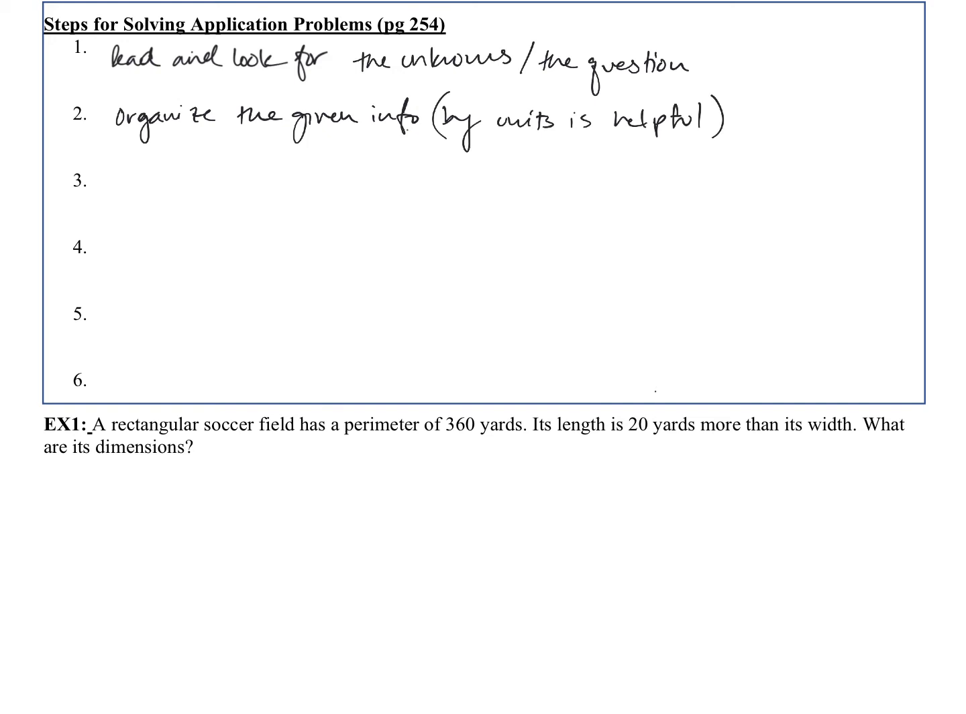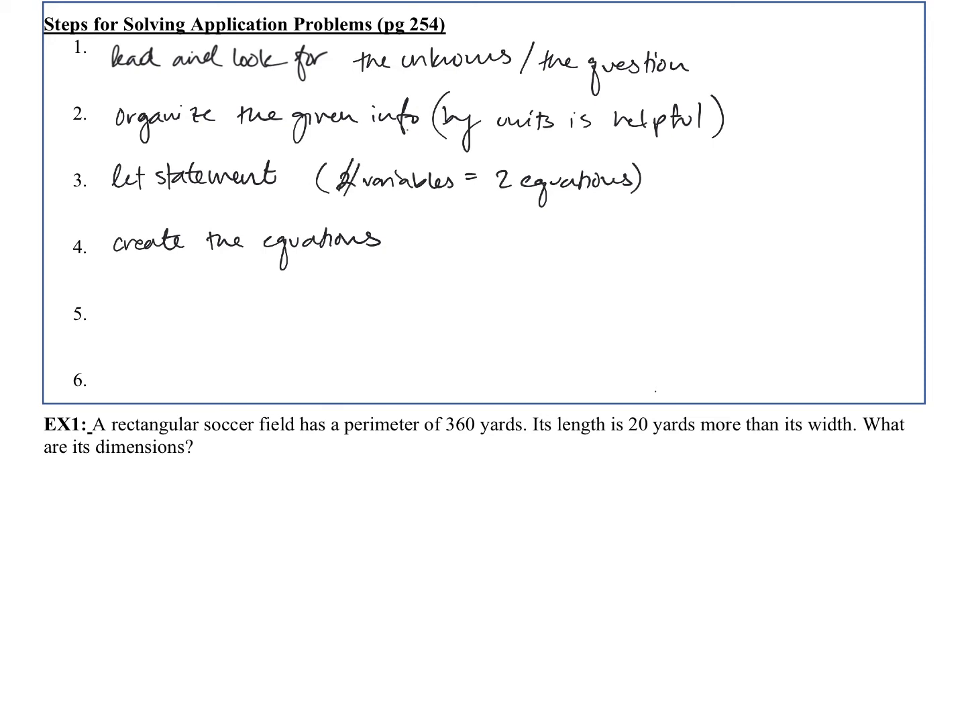Okay, then you're going to create a let statement for your variables. And then after that, the next thing you're going to do is to create your equations. So let's say if you have two variables, you're going to need to have two equations. Another way to look at that is the number of variables you have should equal the number of equations you're going to end up with. So for step 4, you're going to create the equations, and once again, I would do that by units.